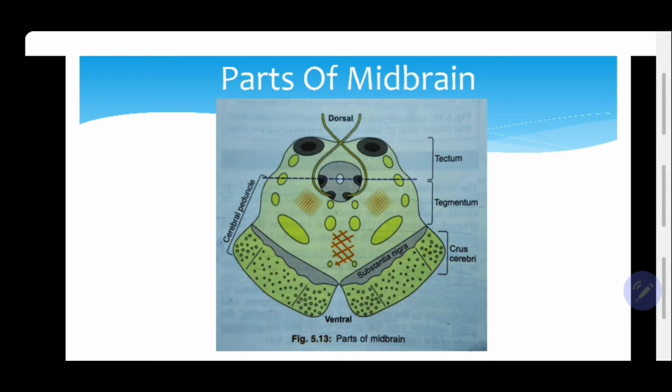Can you guess this section is through which colliculus, superior or inferior colliculus? Because they haven't mentioned this as superior or inferior colliculus. So how will you guess this section? There are two hallmark identifying landmarks in this section which will help you guess that this section is through the level of inferior colliculus, right?